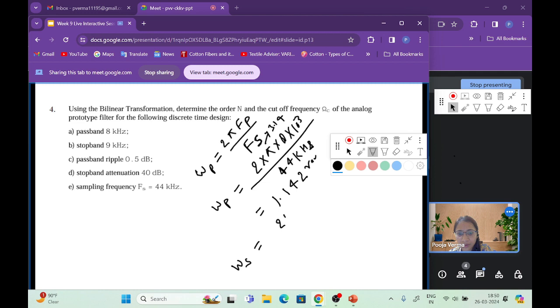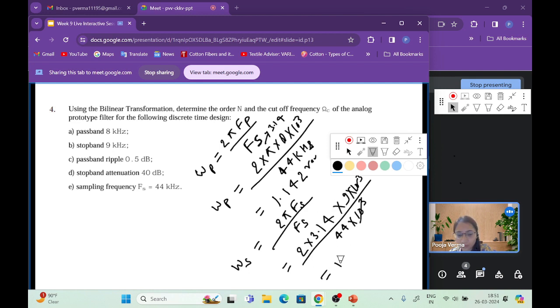That will be 2 pi fs, that is fs small s, stop band frequency, and this F here capital S is the sampling frequency. Okay. So 2 multiplied by pi value is 3.14, and stop band frequency is given as 9 kilohertz, 9 into 10 to the power 3, divided by fs, that is 44 kilohertz, 10 to the power 3. So this will be cancelled. If you multiply and divide, we will get 1.285.